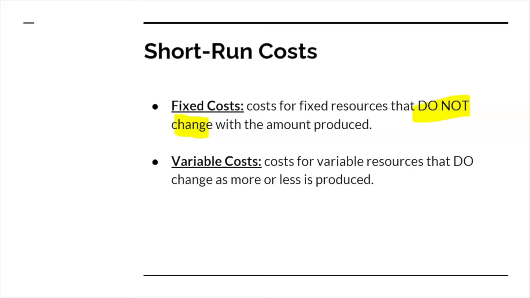Variable costs are costs for variable resources that do change as more or less is produced. In the last video, we gave the example of variable resources while running the pizza shop. Those were all the ingredients needed to produce the pizza. The costs for those ingredients are variable costs, because if you're producing 100 pizzas, you're going to be spending more on ingredients compared to if you're only making 1 pizza. You're obviously spending less on those ingredients. So fixed costs and variable costs are just tied to fixed resources and variable resources.